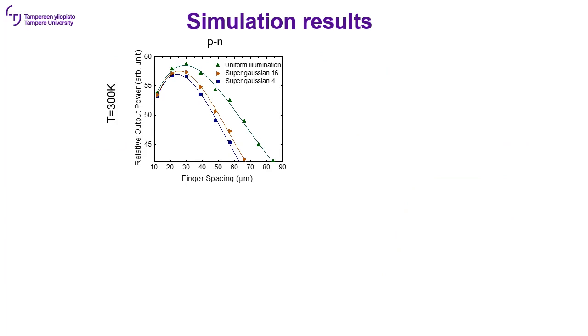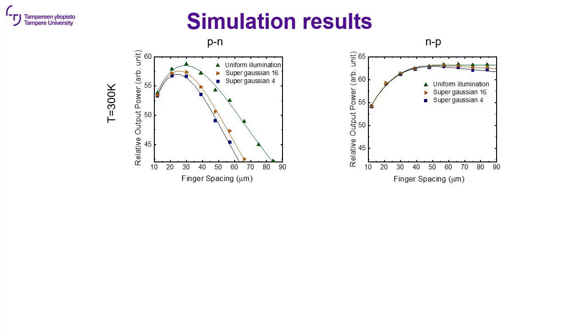Here we see the results done at 300 kelvins for a PN junction. As we can see, the optimal spacing is around 25 to 30 micrometers. When we go wider than that, we see a dramatic decrease in output power. This is due to the fact that the resistive losses increase in the cell and they are not compensated by the metallization. On the contrary, if we go smaller than 25 micrometers, the power also decreases, and this is due to the shading of the metallization on top of the cell.